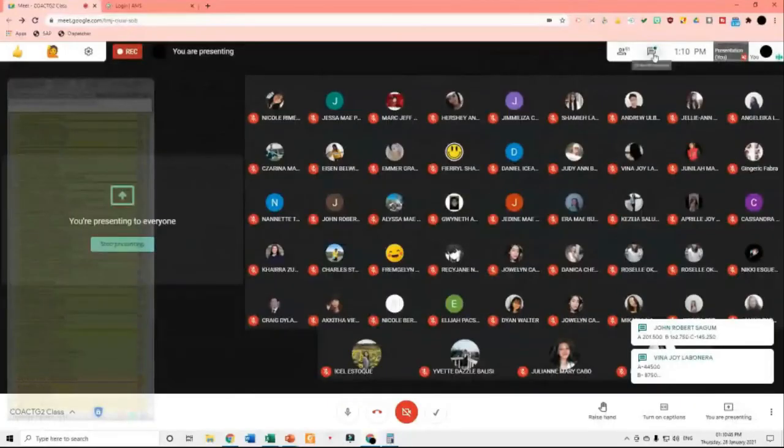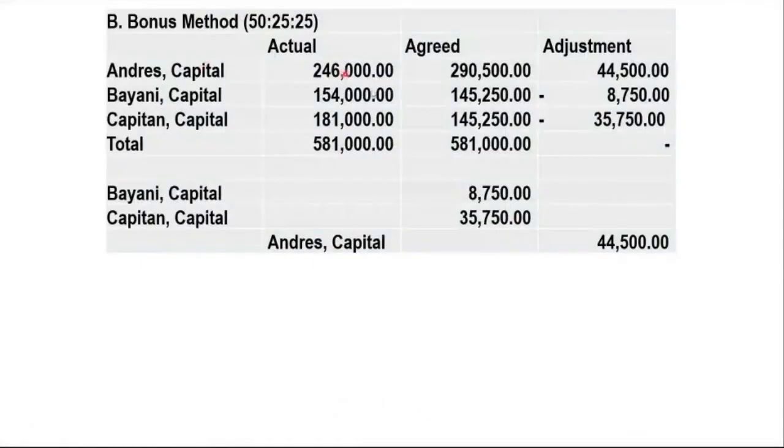So kay letter B, this will be how it's going to be computed. So you plot again the actual and then we will compute the agreed. So if this is 581, 50% daw kay Andres. So kunin mo yung kalahati nito, 290,500 yon. Tapos kay Bayani at saka Kapitan, tag 25% sila. So 145,250. So what is going to be the adjustment? Si Andres, dagdagan daw natin ng 44,500. Tapos si Bayani at saka Kapitan, bawasan natin ng 8,750 and 37,750.